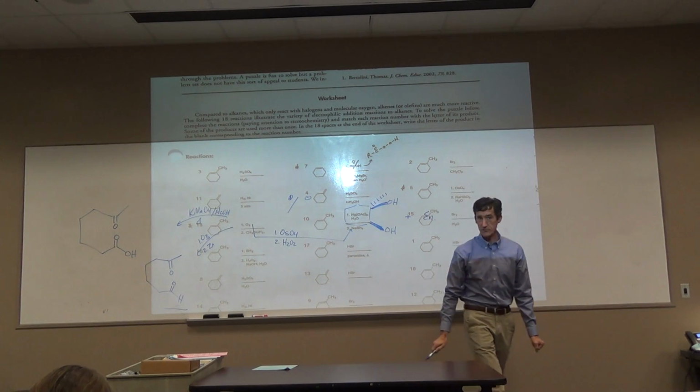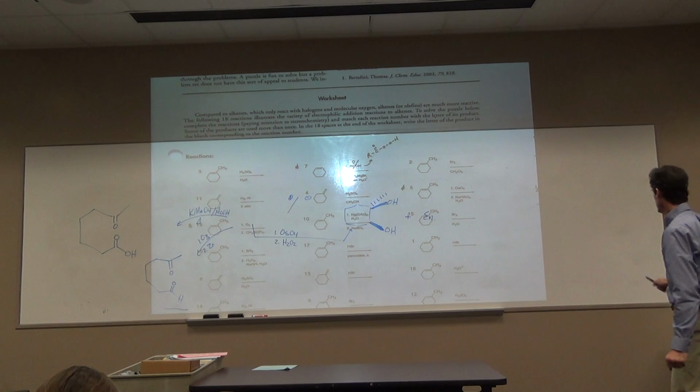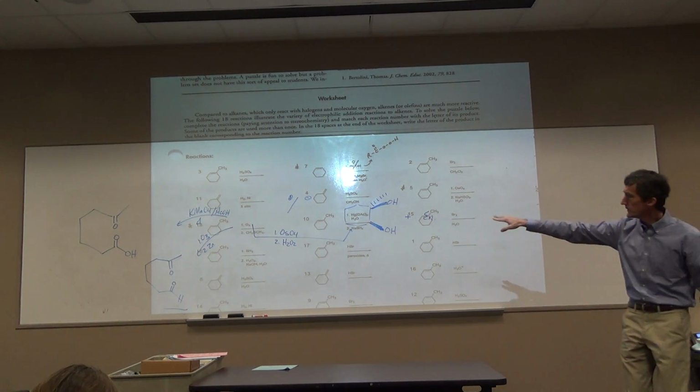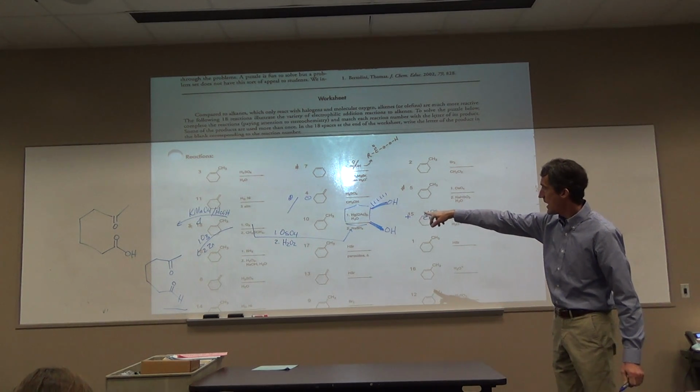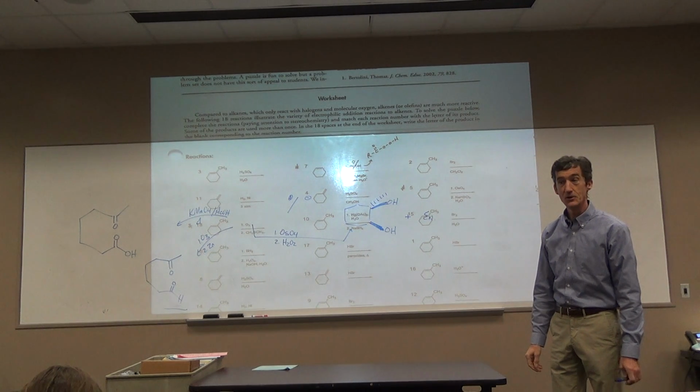Grignards. A Grignard reagent, yes. Was there another one that was starred? Number 18. 18? On the left, yes, written over there. Look at that, O3, followed by dimethyl sulfide. Ozonolysis.